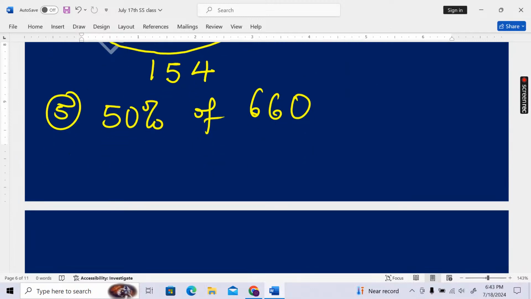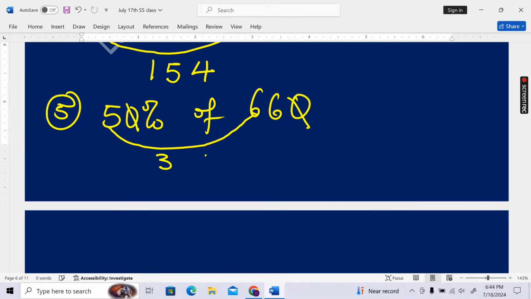Number 5. 50% of 660. You're going to strike out the zeros. Multiply 5 by 6. That is 30.